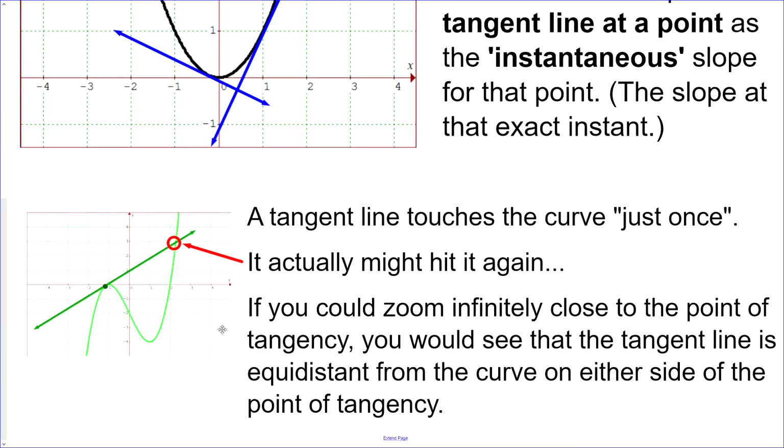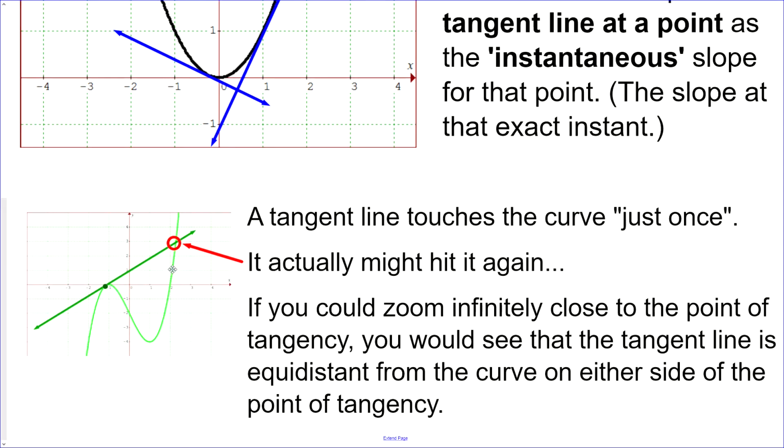Now, what's a tangent? It is a line that touches the graph at a specific part, and if you could zoom in super close, it would always be infinitely close. It would always be equidistant to the graph on either side.